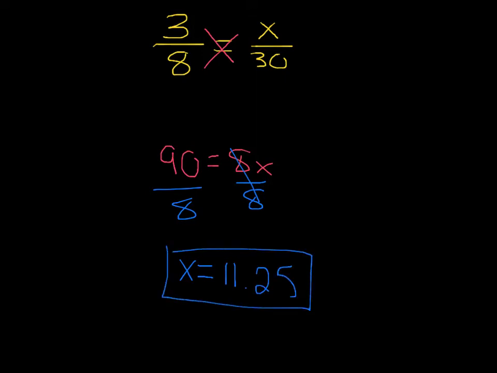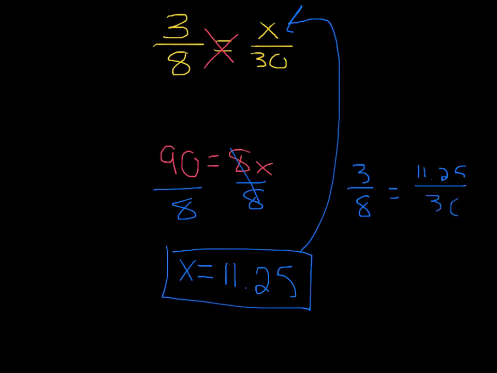And then plug it back in for x to check the decimal. What is 3 divided by 8? And check the decimal. 11.25 divided by 30. You get the same decimal on both sides, so that checks that 11.25 is correct.